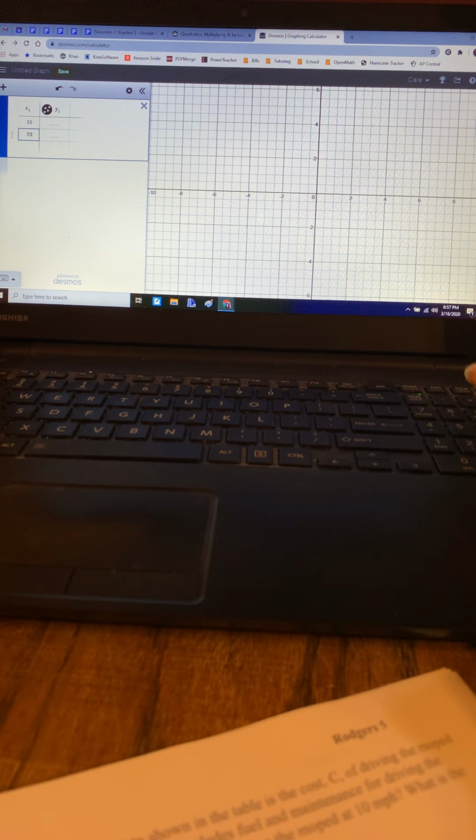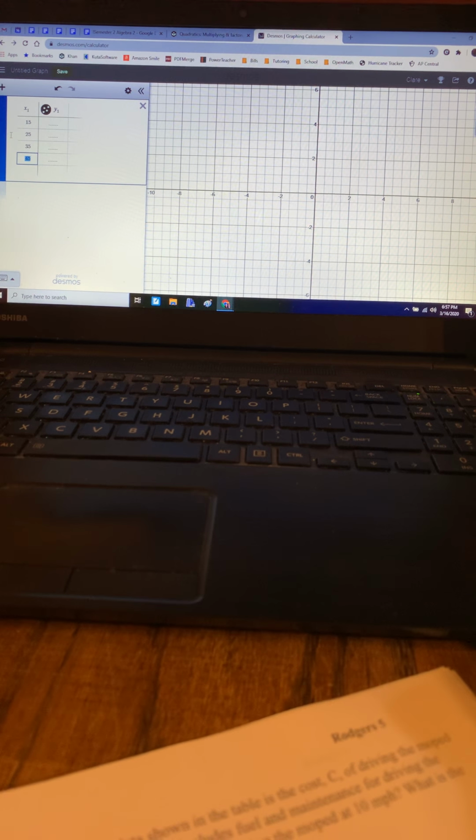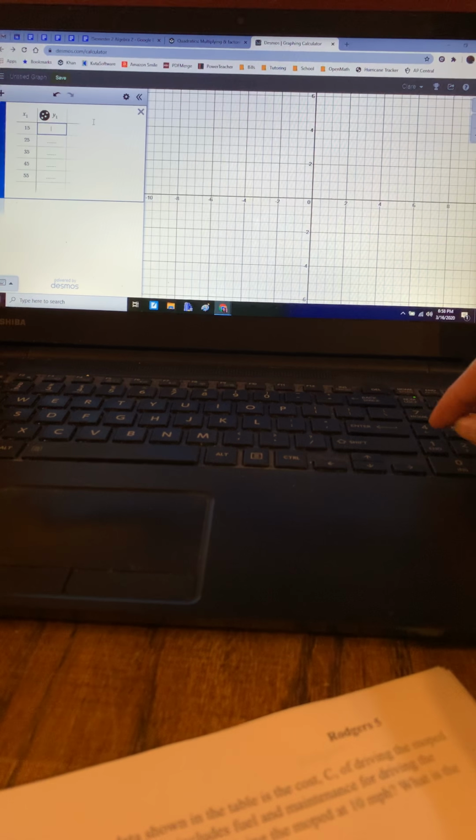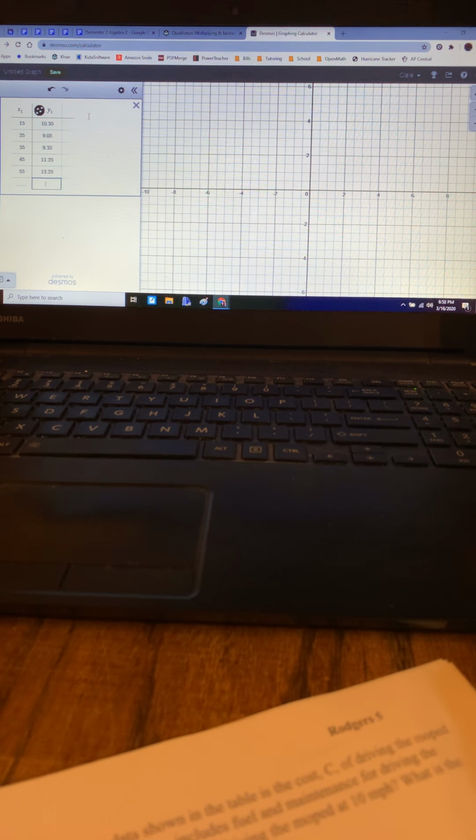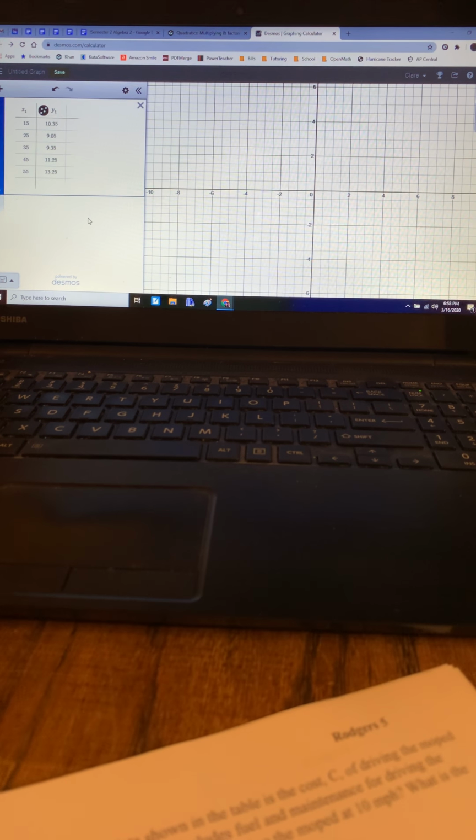So 15, then I'm just going to hit the enter button. 25, 35, and look at that, it counts for me. 45, 55. Okay, now I'm going to come back over here and type 10.35, 9.05, 9.35, and then look at that, it jumps back up. So somewhere it's between 25 and 35 is my guess. 11.25 and 13.25. Okay, and then they should be graphed, but I don't see them.